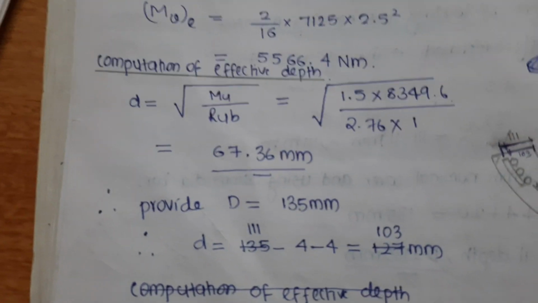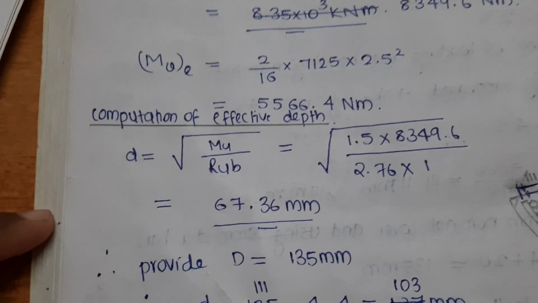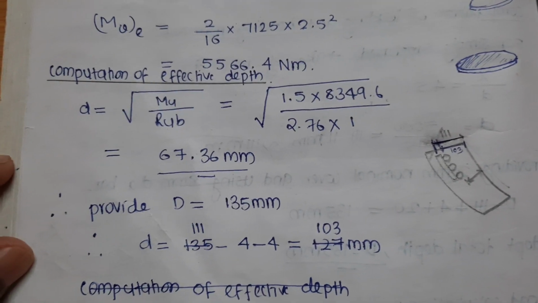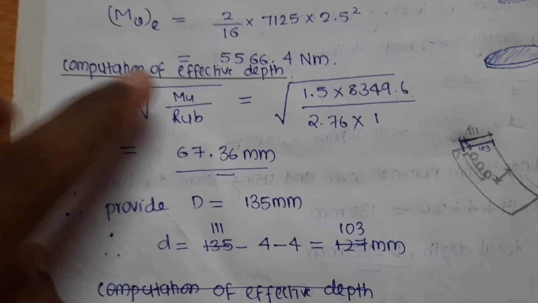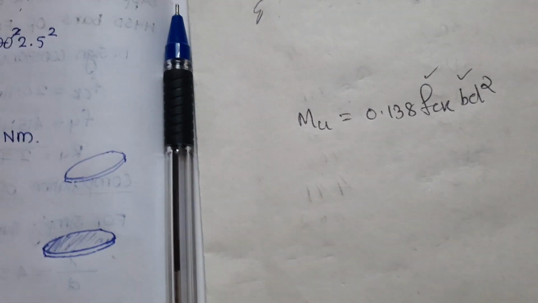So that is the effective depth value. We can get it from the equation. After calculating, this can be calculated like this also. It is easy to follow this equation.